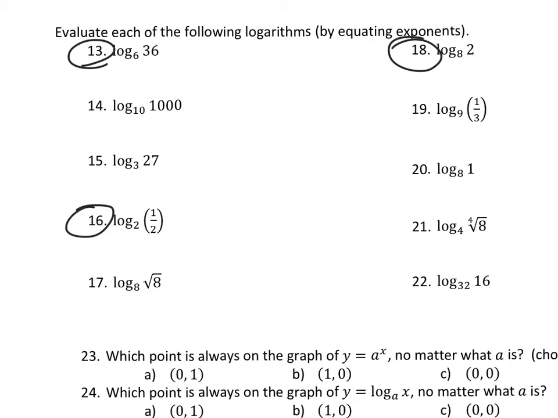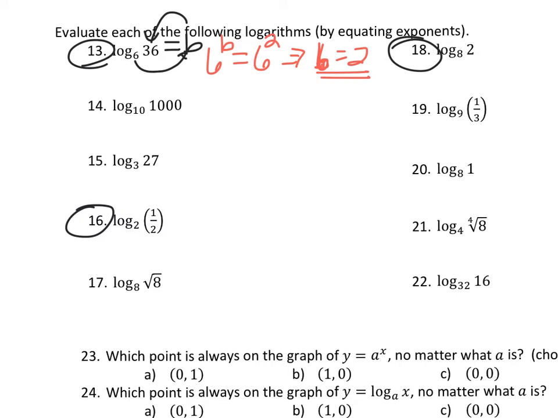For 13, set this equal to b. Then it's 6 to the b is equal to 36. So 6 raised to the b, 36 is 6 squared. So we can go ahead and pull those exponents off and get, boy, that looks like a 6. b is equal to 2.